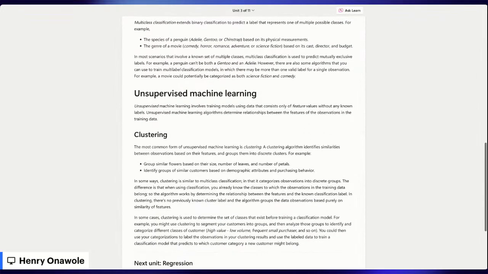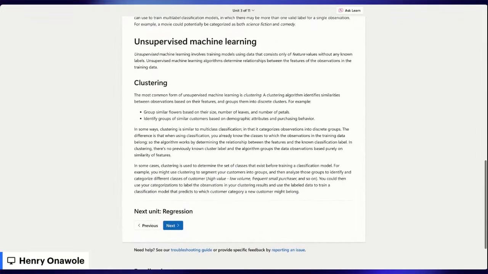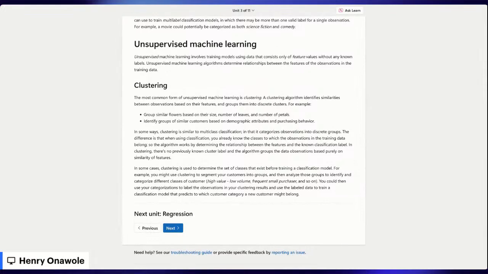Okay, let's talk about unsupervised machine learning. Unsupervised machine learning involves training a model using data that consists only of feature values without any known label. As I said, supervised machine learning focuses on labeled data sets. They are structured, but unsupervised could be structured or unstructured data. But most of the time, it's unstructured data because the data has not been labeled itself.